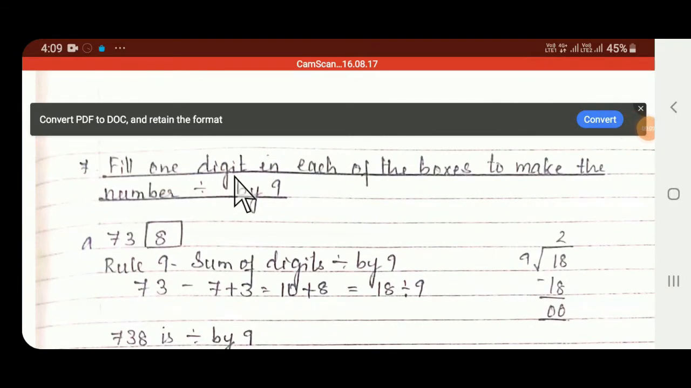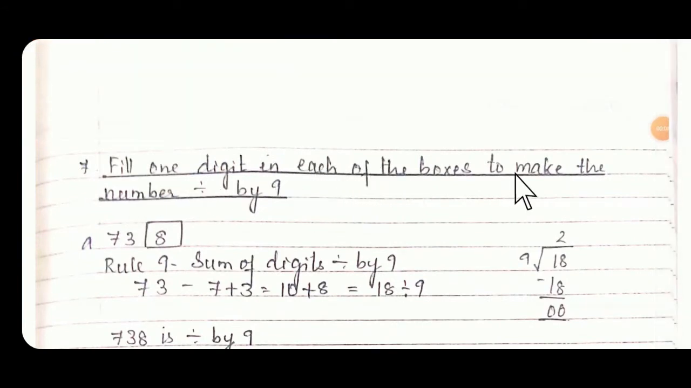Question number 7. Fill one digit in each of the following boxes to make the number divisible by 9. 73_. What does the rule of 9 say? The sum of the digits should be divisible by 9. 7 plus 3 is 10. What should we add to get a number that is divisible by 9? For 10, if we add 8, it is 18. Divide and see, the remainder is 0.